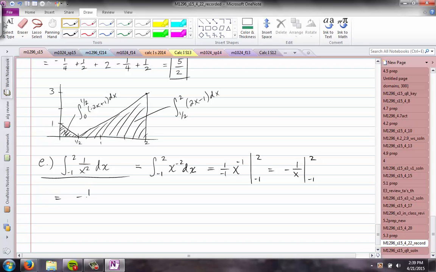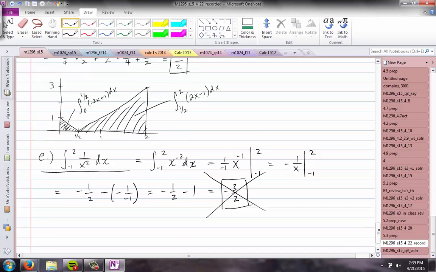Plugging in, I get -1 over 2 minus -1 over -1. Lots of negatives in there. So -1/2, and then it's going to be overall -1, which is -3/2. So this looks straightforward, but actually this is wrong. Why?